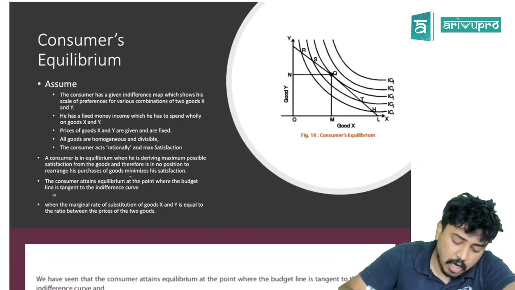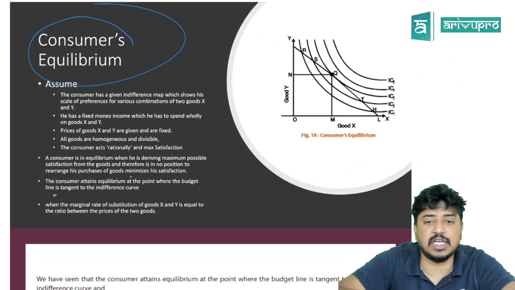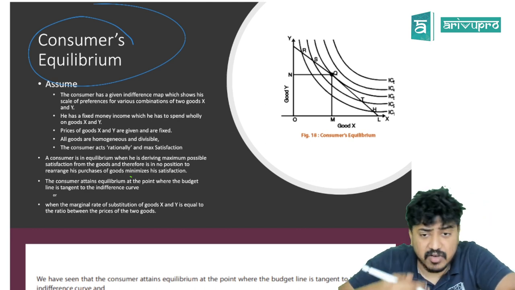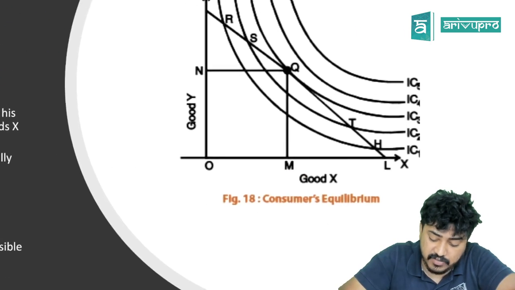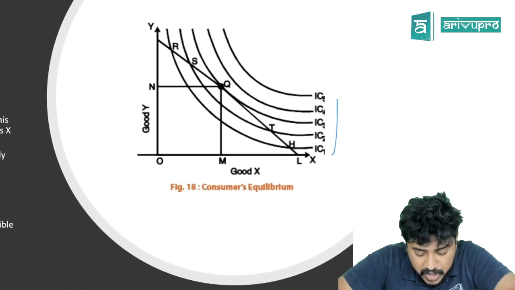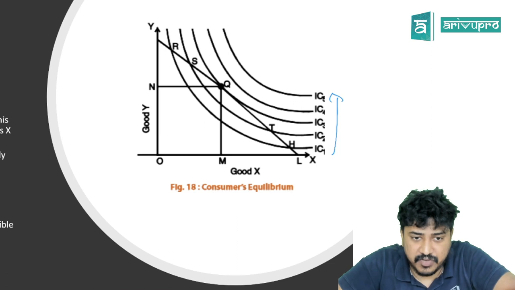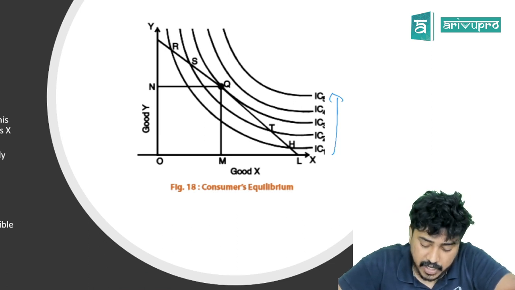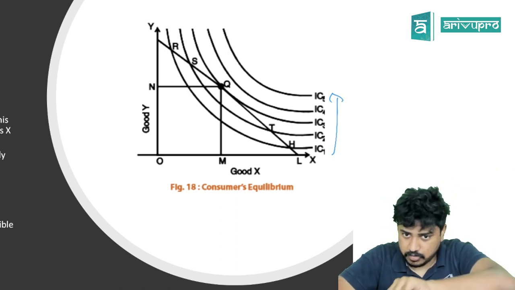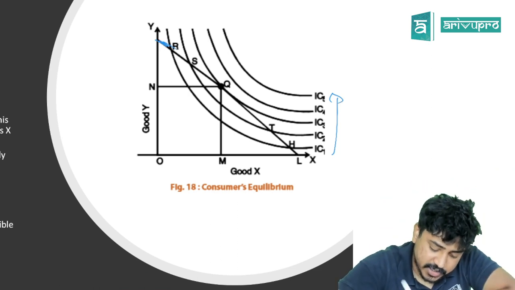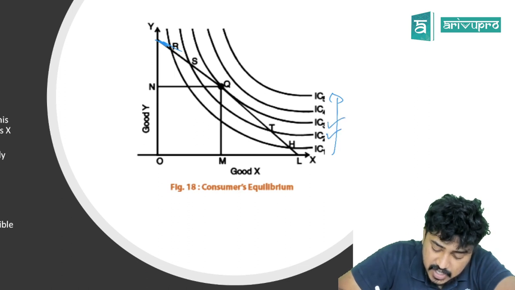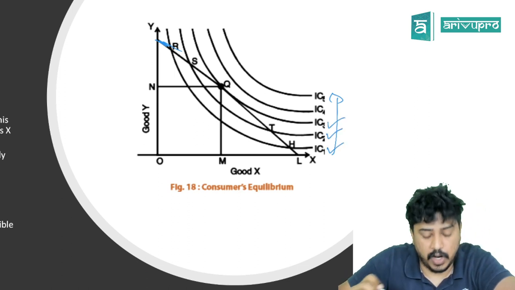Done. Now, how does a consumer attain equilibrium in this indifference curve? We have our indifference map and we have our budget line, right? A consumer would want to be always at the highest indifference curve, right? But he is always given a constraint. He has a budget, right? So this is the budget. Within the budget, what can he buy? He can buy IC3, IC2 and IC1, right?